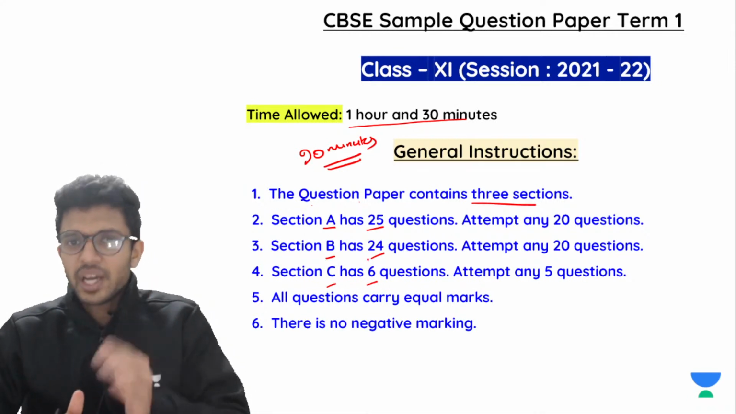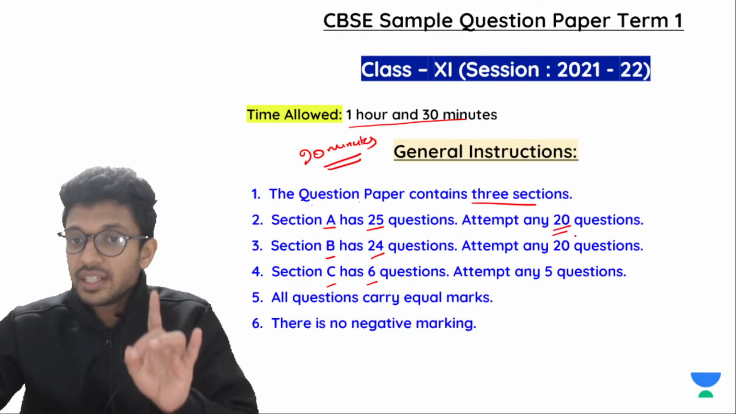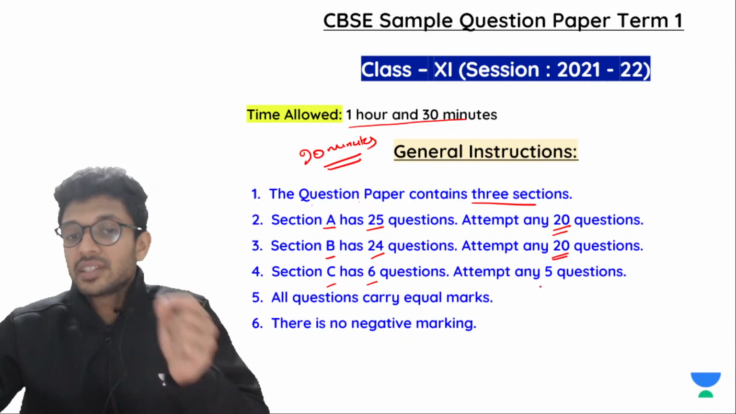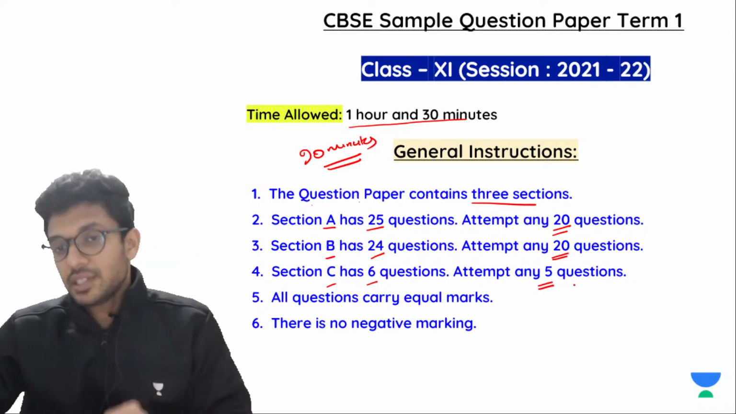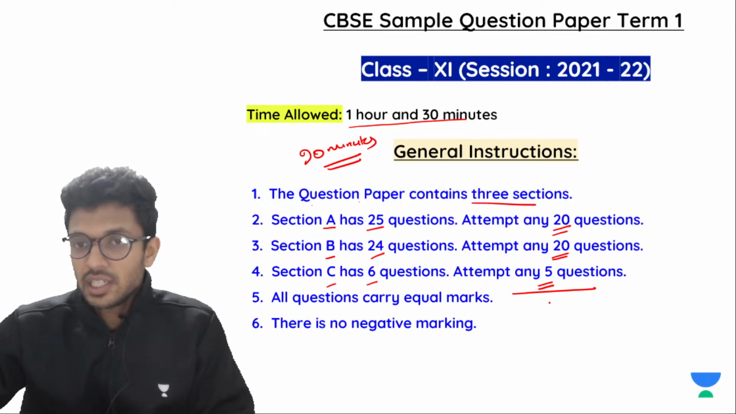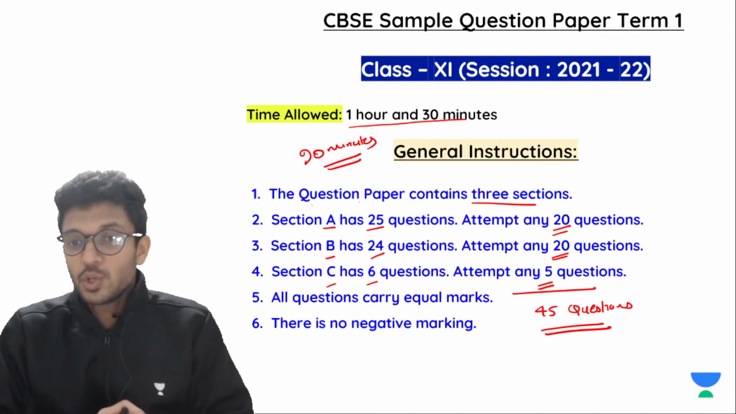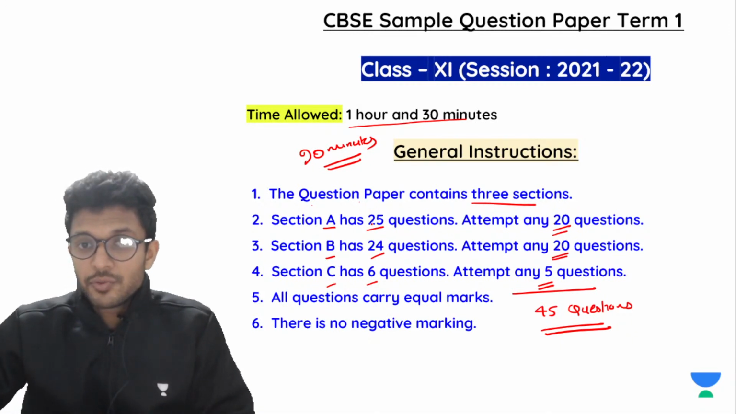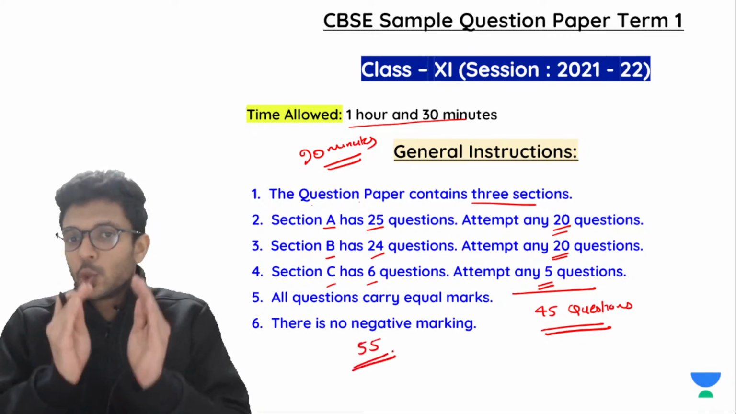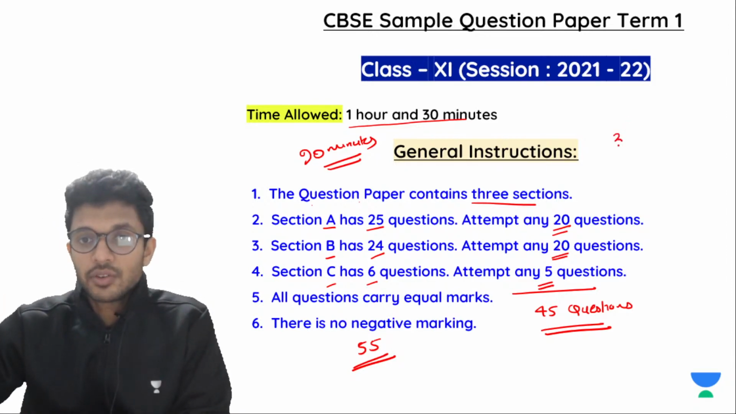But do we need to answer all these questions? No. You only have to attempt 20 questions from A, 20 questions from B, and 5 questions from C. How many questions do you have to attempt? 20 plus 20 is 40, plus 5 is 45 questions. Out of how many? 25 plus 24 is 49, plus 6 is 55. Total 55 questions will be given to you. Only 45 questions you have to answer for getting the complete marks of 35.